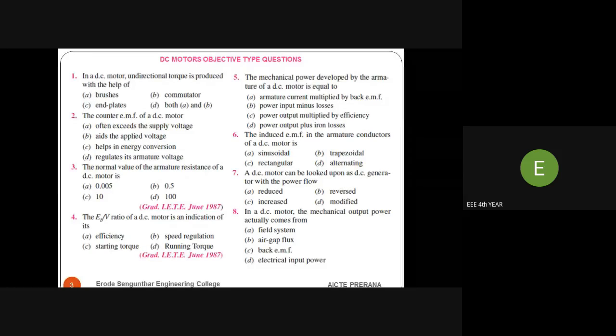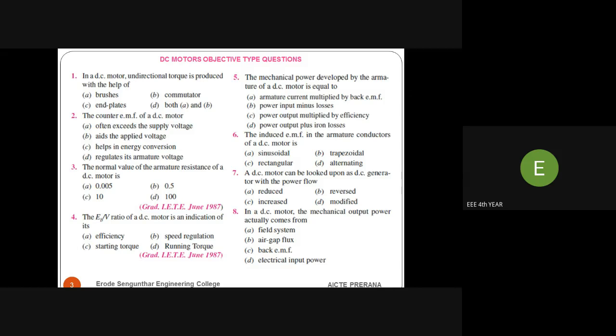In a DC motor, unidirectional torque is produced with the help of. There are four options. A, brushes. Option B, commutator. Option C, end blades. Option D, both A and B. So there are four options.